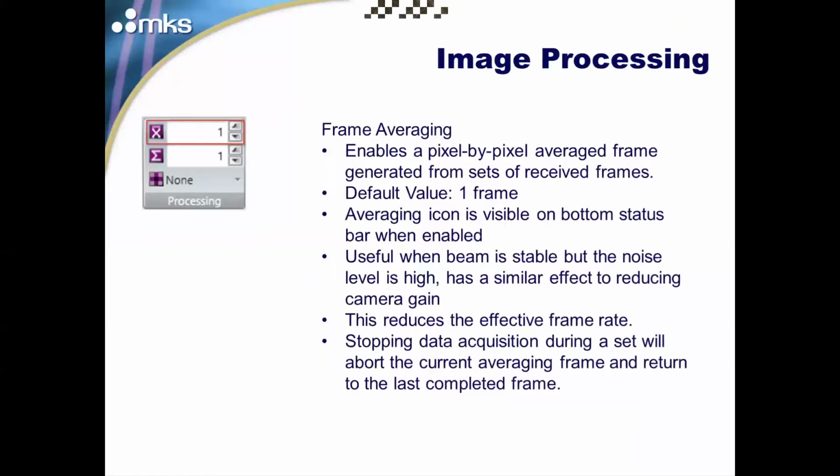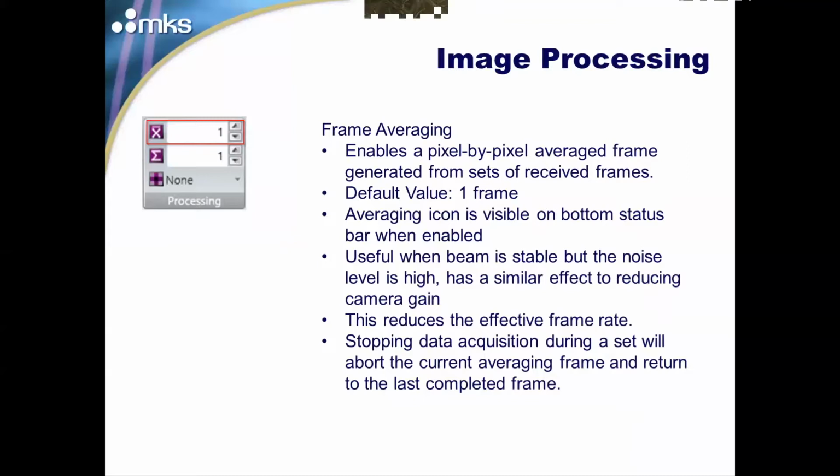So as you increase this setting, let's say you set it to frame averaging of 5, that will take the next 5 frames from the camera and do a pixel by pixel average. So every pixel is only averaged against the same pixel through all frames, and then you get one new frame from those 5. Frame averaging is useful when the beam is stable, but the noise level is high, and has a similar effect to reducing the camera gain. It averages all that out.